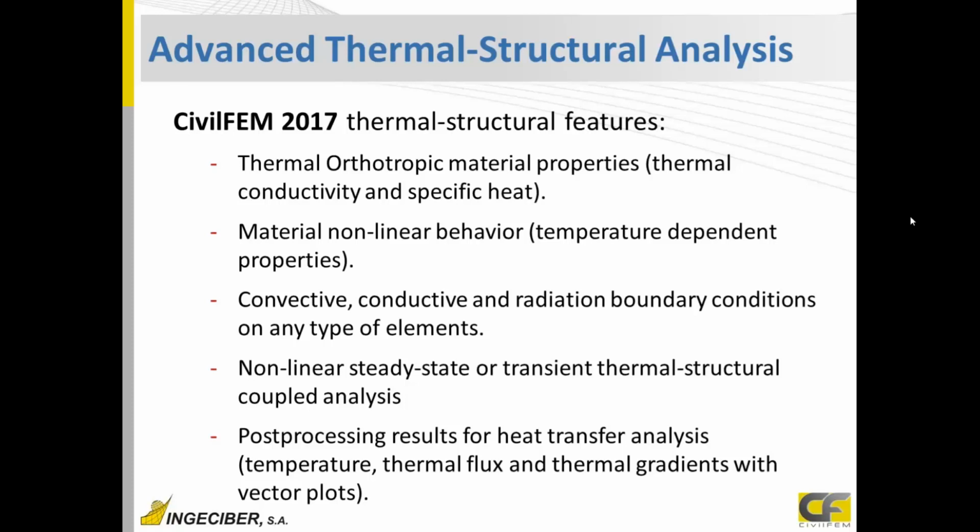The types of thermal boundary conditions are convective, conductive, and radiation, and they can be applied on any type of elements: shells, solids, beams and links. This analysis can be steady state and transient thermal structural coupled analysis. Of course, you can solve only thermal analysis if you are interested only in the thermal results. And we have a post-processing graphic interface where we can plot all these results: temperature, thermal flux, vector plots, and all the typical data.